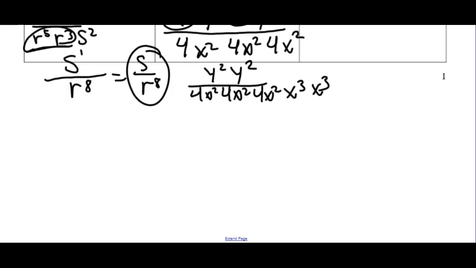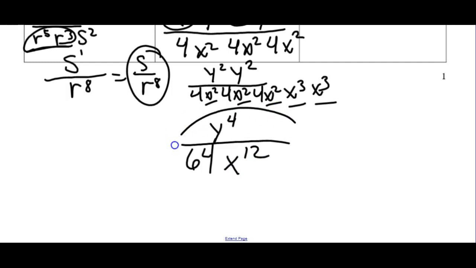Cleaning that up, y squared times y squared is y to the 4th. Same base, I add my exponents. Numbers, 4 times 4 times 4 is going to be 64. And then I have x squared, x squared, x squared, x to the 3rd, x to the 3rd. So I have to add all those up. 2 plus 2 is 4, plus 2 is 6, with another 6. So that's x to the 12.